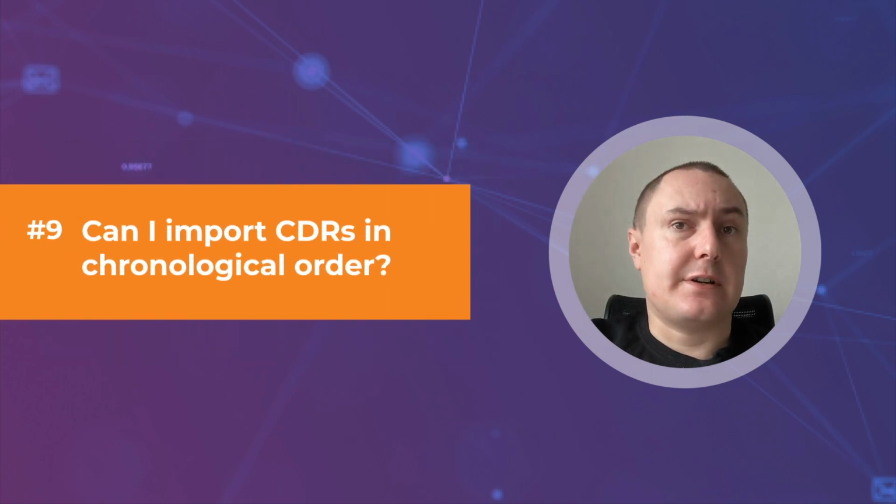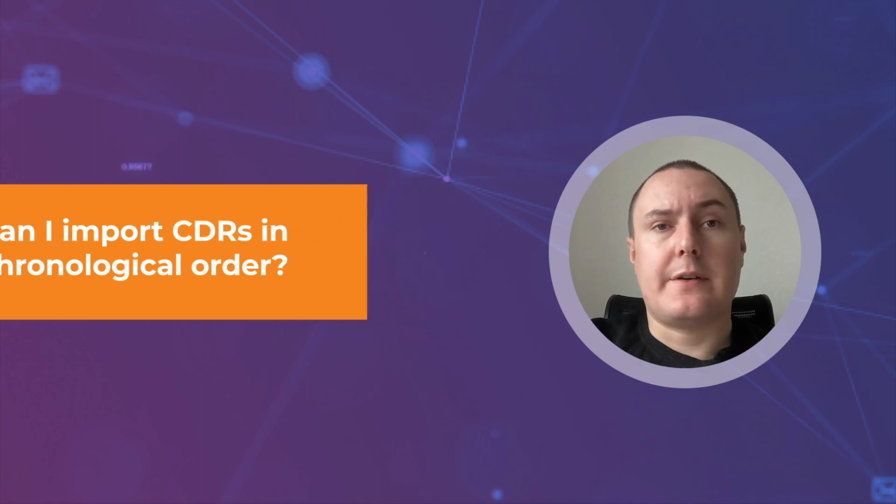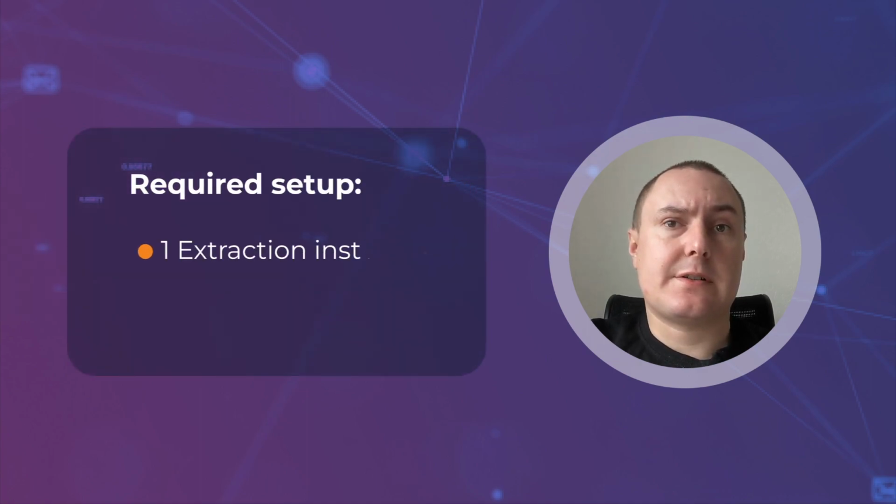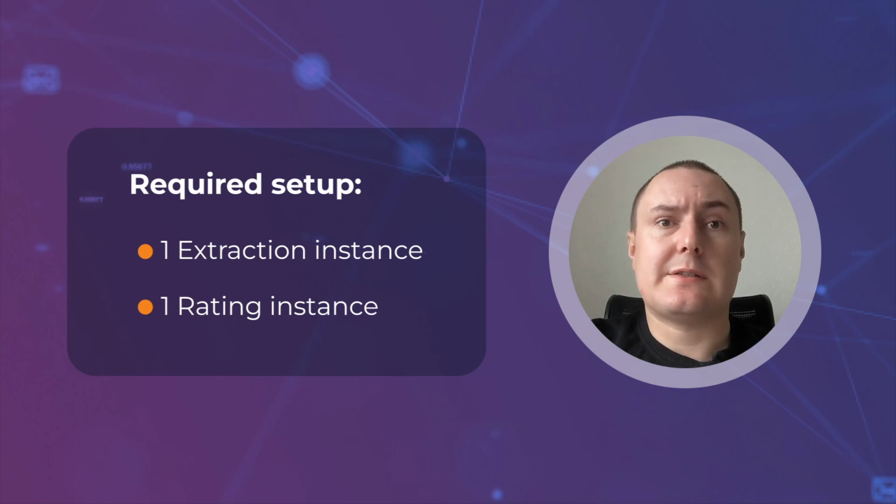Can I import CDRs in chronological order? Yes, you can. Importing CDRs in chronological order requires the use of one extraction instance and one rating instance. For example, if your source file has CDRs for only two usernames, for example number A and number B, all you need is to set two parallel processes. The rating instance then simultaneously imports the CDRs for both users.